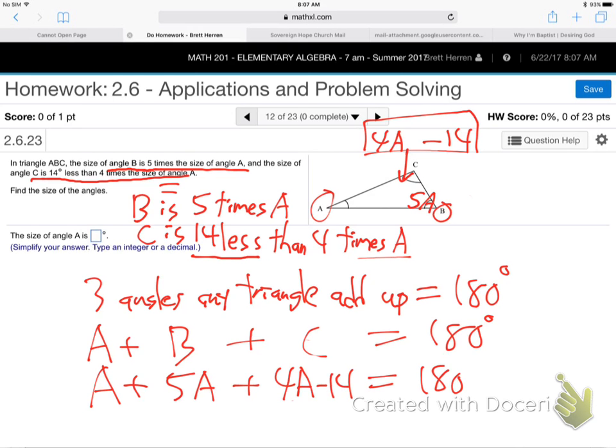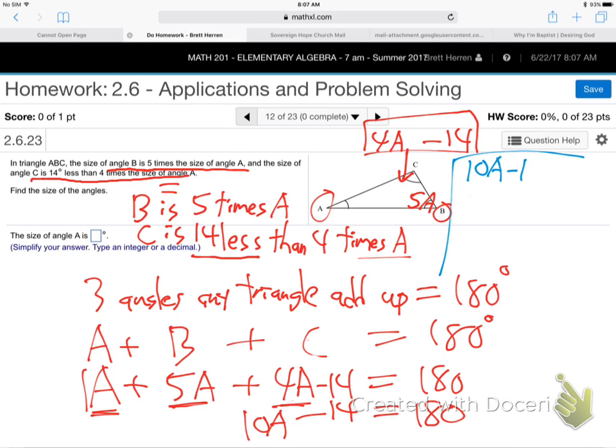So what's that going to be? A, 5A, and 4A? 10A minus 14 is 180, because 1A and 5A is 6A, and 4A is 10A. So 10A minus 14 is 180.